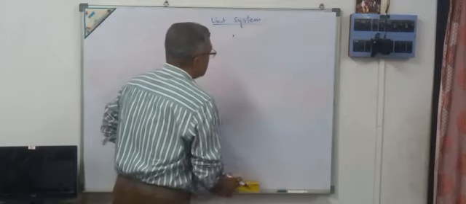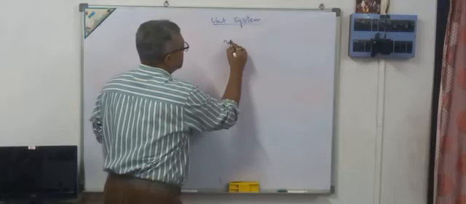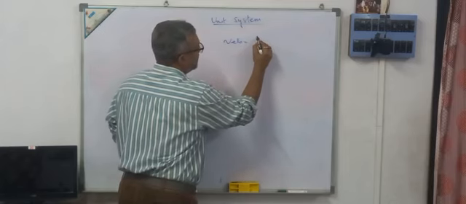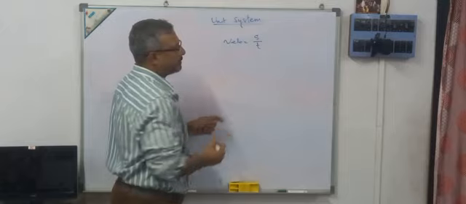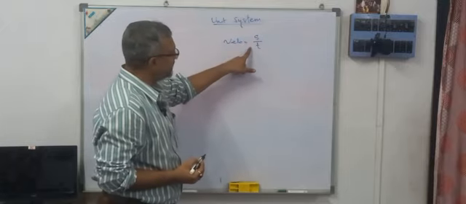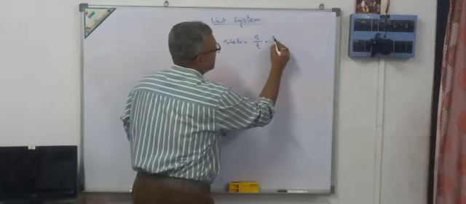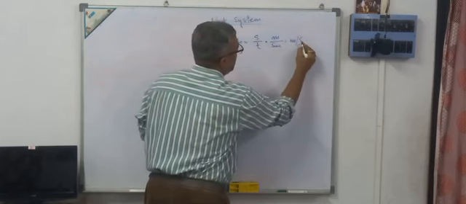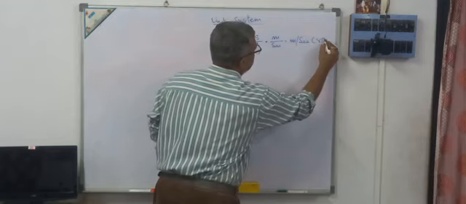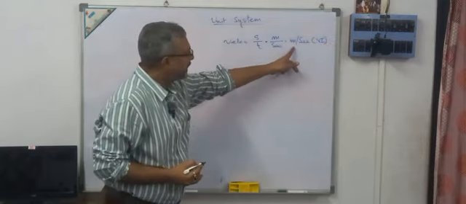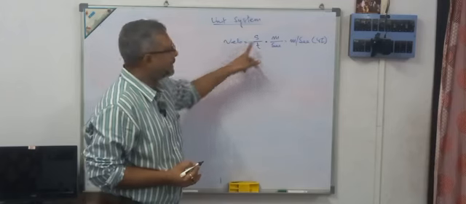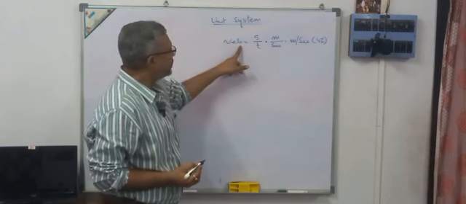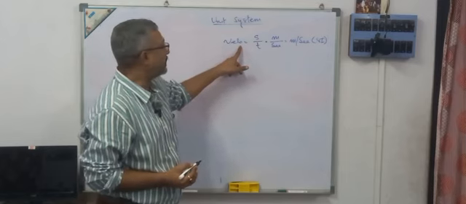Like suppose velocity. Velocity, what is the formula? It is distance by time. S means distance, T means time. So distance means meter, time means second. That is meter per second. This is in the SI system. So meter per second is the unit of velocity. That is, meter per second is the derived unit, and velocity is the derived physical quantity.